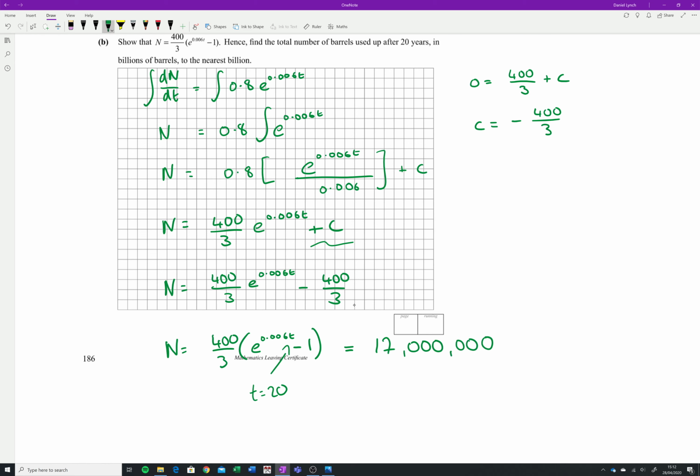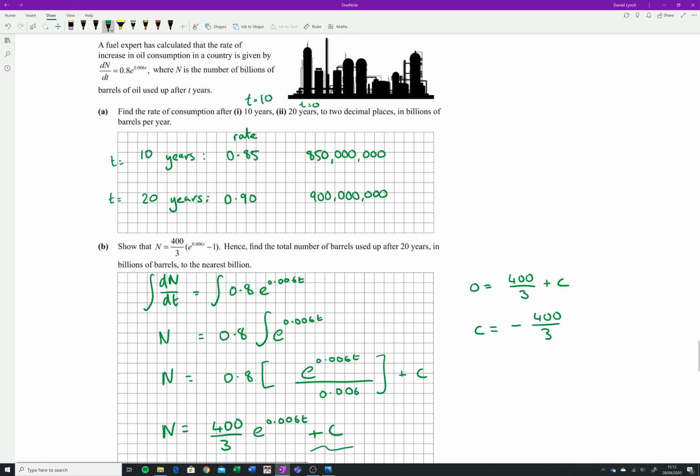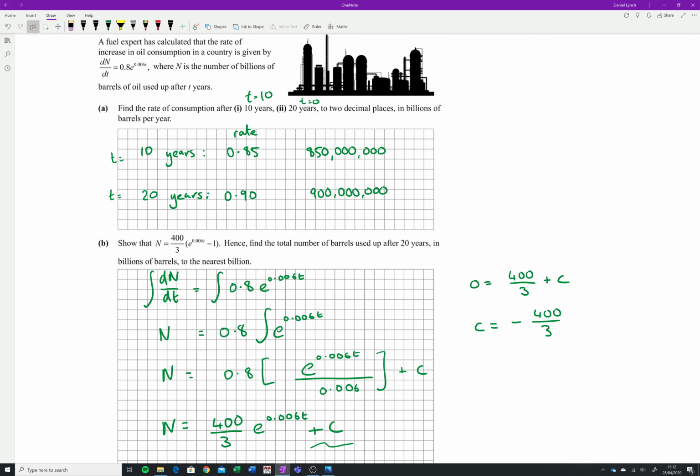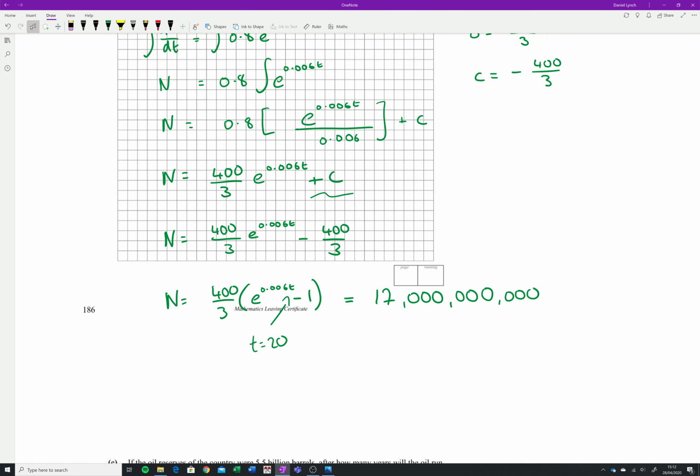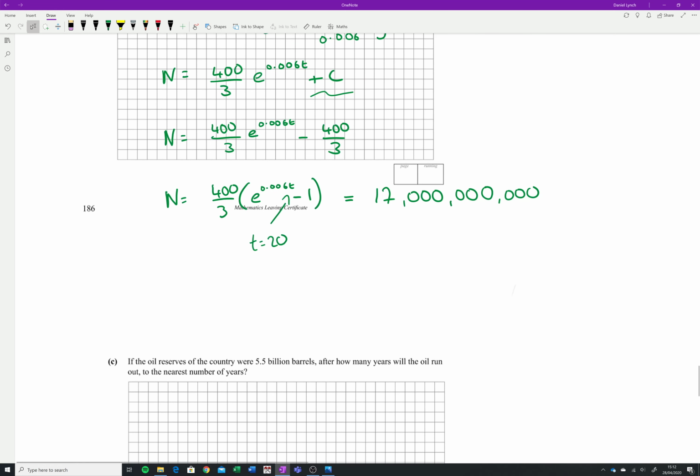Let me just make sure, what have I said there? This thing here is 17 million. Don't forget to throw on billion. Did I actually do that on the first one? Yeah, that was fine because it was 0.85 billion, so not quite a billion. So that is what you are looking at to the nearest billion. Okay, and those are barrels of oil used up.